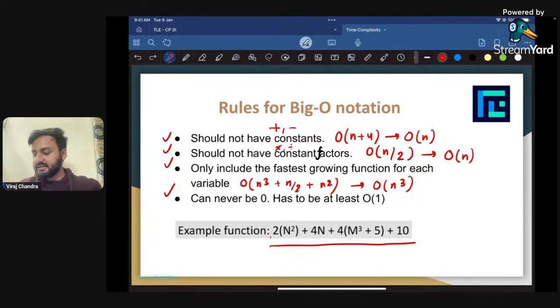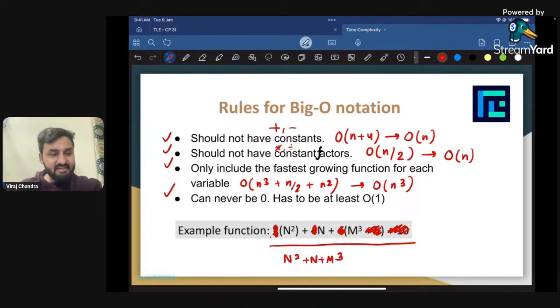So understand this, that we have 2 into n square. All right. So of course, when I write 2 into n square, we will want to remove this 2 because this 2 is a constant factor. Similarly, we have 4 into n. So we'll want to remove this 4 because this is a constant factor. Then we have 4 into m cube. So we want to remove this 4. And then we also want to remove this plus 5. And then we also want to remove this plus 10 because this is all constant factor and constants. So overall, I'm remaining with n square plus n plus m cube.